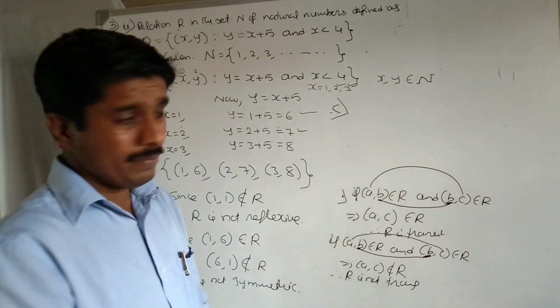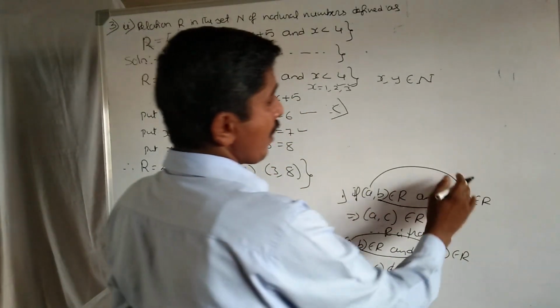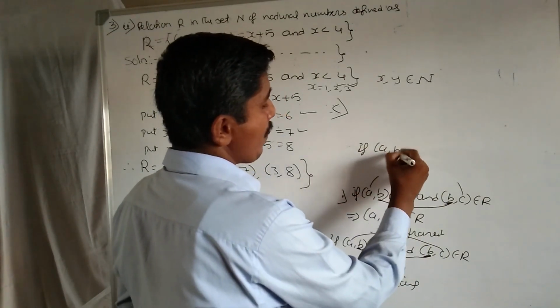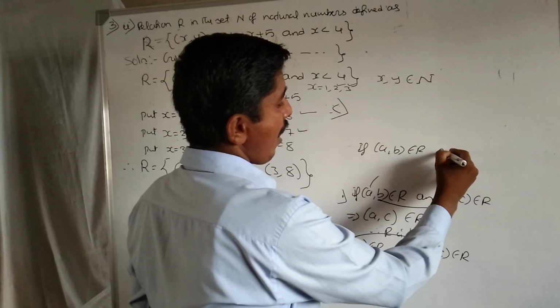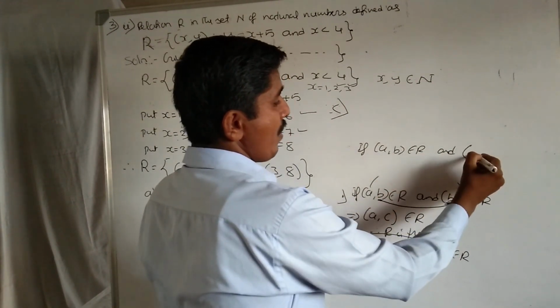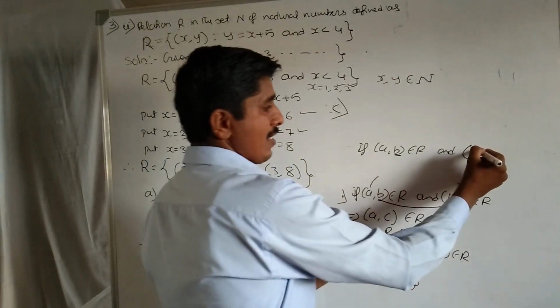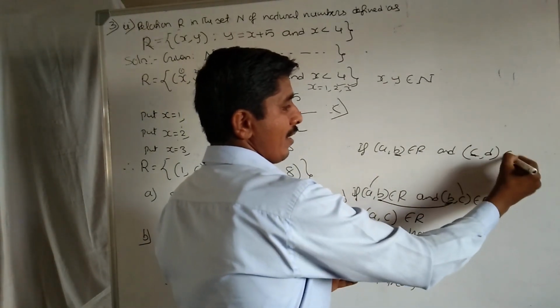Not transitive. Suppose (a, b) belongs to R and we don't have another ordered pair in which your first element equals your second element. Suppose here (c, d) I am taking.